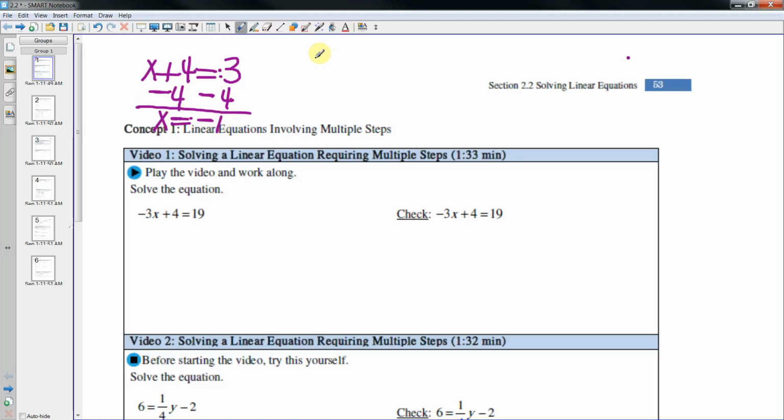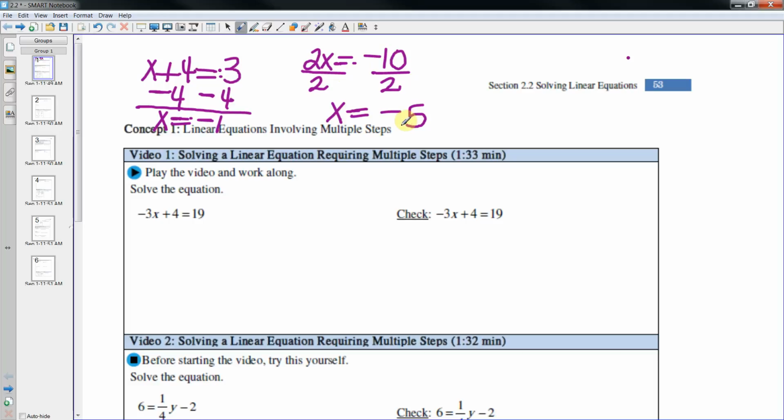We did some like that. We did some with multiplying, like 2x equals -10, and we'd have to divide both sides by 2. So x equals -5. So we did some like that as well.